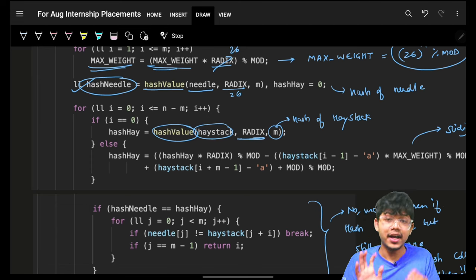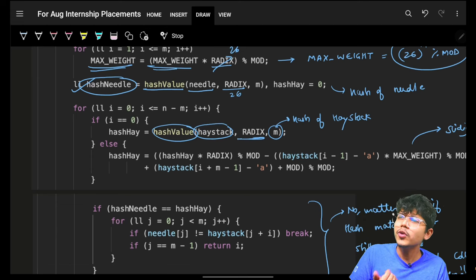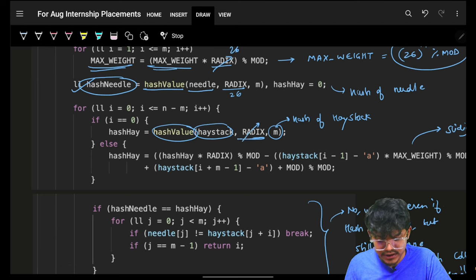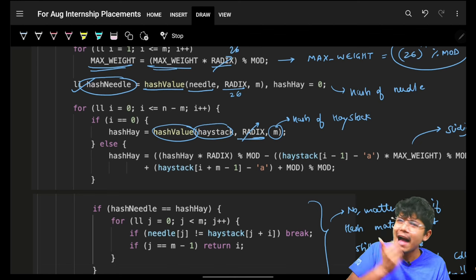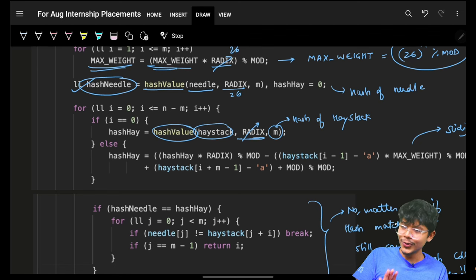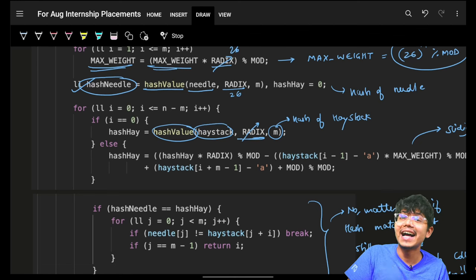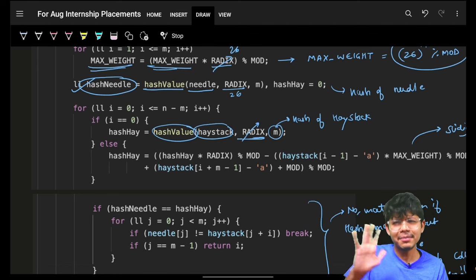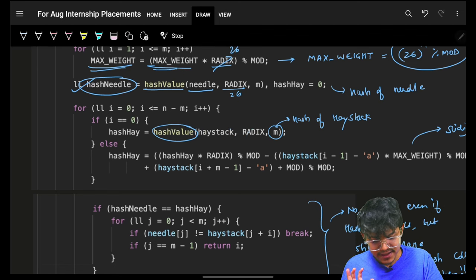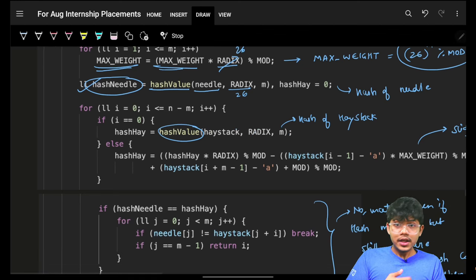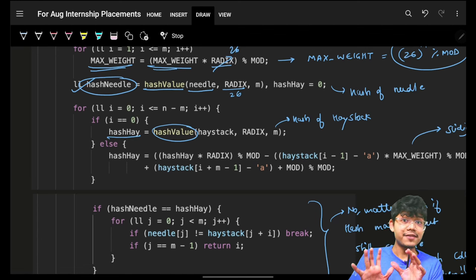and giving this as the radix value. Now you might ask, Aryan, this radix value is constant for us, we will take it 26, so why have you passed it as a function? No worries, you will see later on why I have passed this as a function. But right now let's imagine that this is constant for us. So now you have got the first hash value of the haystack.